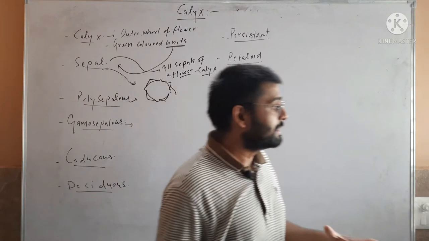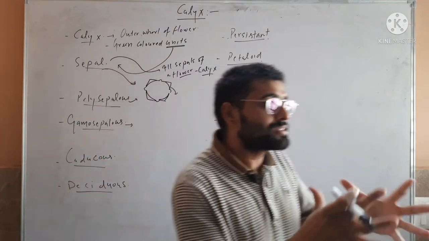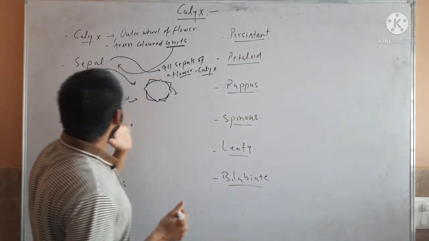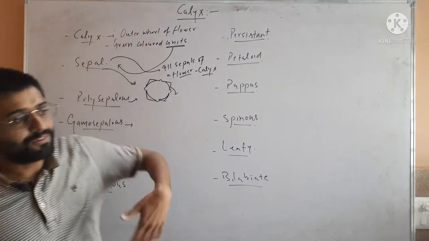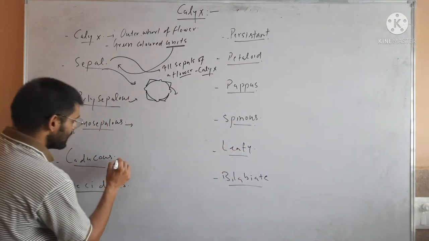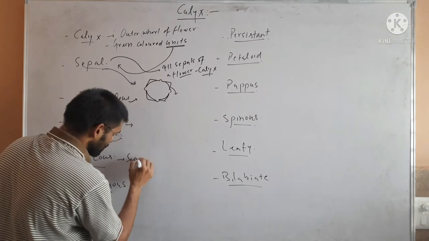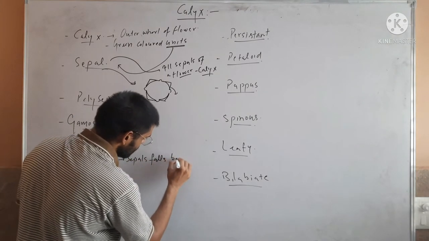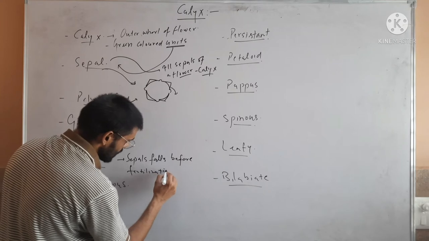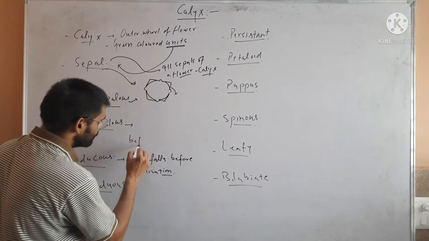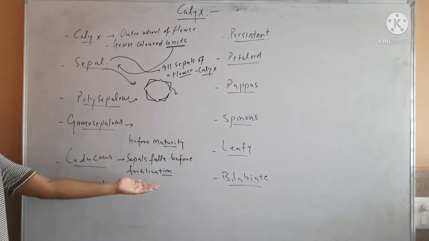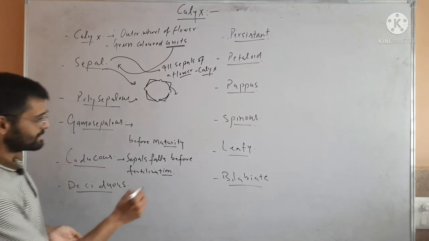So normally the function of calyx is to protect the flower in a bud condition. When the flower blossoms, when the flower opens, normally they will fall off. Their function is over, they will fall off. On the basis of timing of their falling, they are of three types. First is caducous. When sepals fall before fertilization, or you can say before maturity, it will be called caducous. For example, poppy plant.